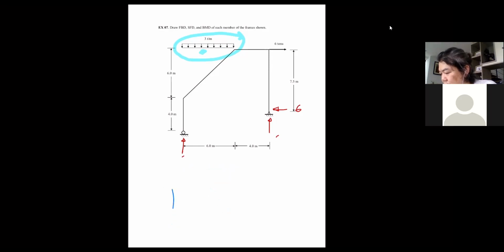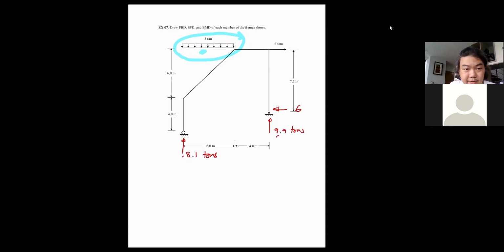So I don't think I need to show the calculation of the reaction anymore. Okay. So let's say this is 8.1 tons, and this is 9.9 tons.